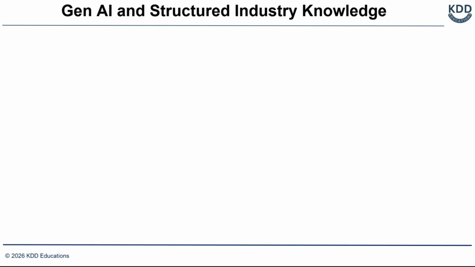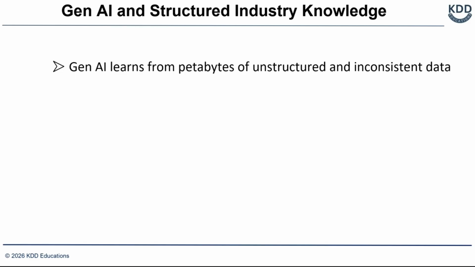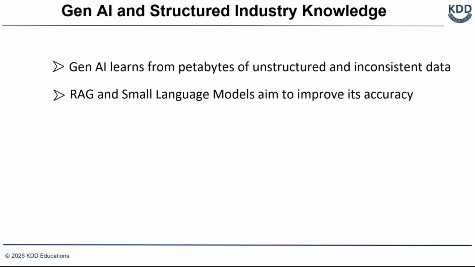Generative AI has taken capabilities like search, summarization, and reasoning to an entirely new level. These models learn from petabytes of largely unstructured information, which may include duplicates, inconsistencies, and inaccuracies. While techniques such as retrieval augmented generation, or RAG, and small language models, or SLM, attempt to improve accuracy, they still depend on the quality of the knowledge they access.